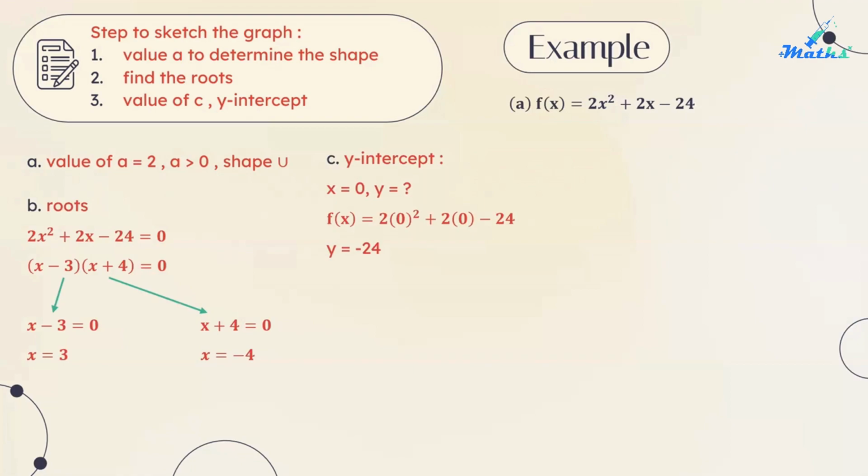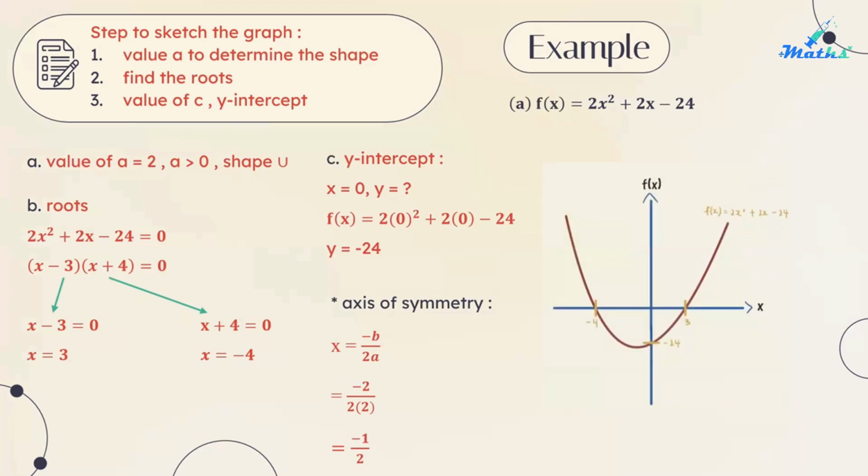Okay, extra information. If the question requires finding the axis of symmetry, how will the function be? Do you still remember the function of the axis of symmetry? It will be x equal to negative b over 2a, and the final answer is negative 1 over 2. What is the axis of symmetry? It will pass through the minimum or maximum point. Okay, this is just for your reference if the question requires finding the axis of symmetry. And this is what the final graph will be.